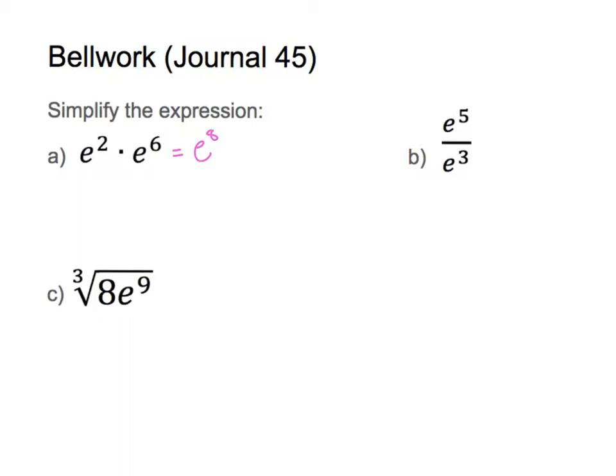And then for b, I'm dividing e's, and they both have the same base. So I have to subtract their exponents. So this is e to the 2nd power. And then lastly, I'm taking the cube root of 8e to the 9. If you remember how we take cube roots, we want to take the cube root of the 8 first. So the cube root of 8 is just 2. 8 breaks down to 2 times 2 times 2, 3 times. So that's why the cube root of 8 is 2. And then the cube root of e to the 9th power, you just take your 9 and divide it by 3. So that gives you e to the 3rd power.